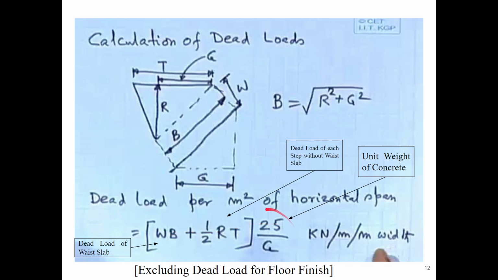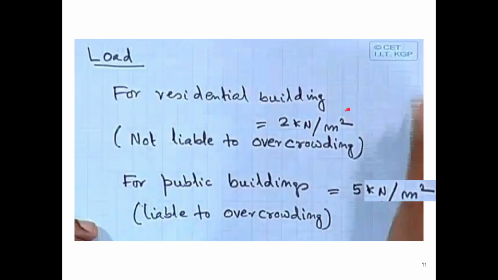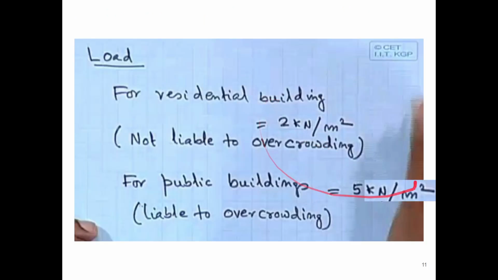This 25 is nothing but the unit weight of concrete, and to get it per meter width, we divide the value by g, which is the going value. That is how the dead loads are calculated. Also, because this is the design load considered, if we don't have the dead load, we can say that this load should ideally be less than these two values.